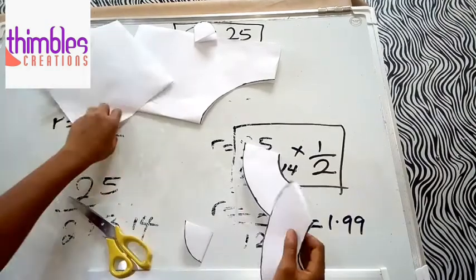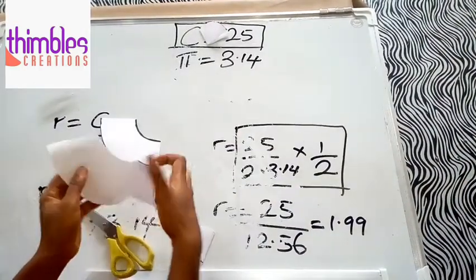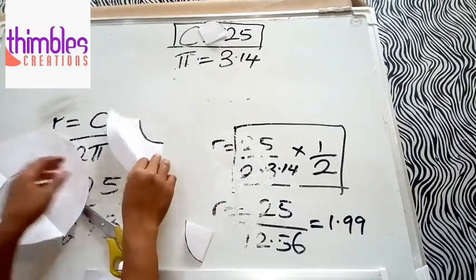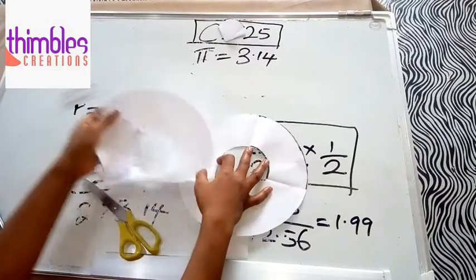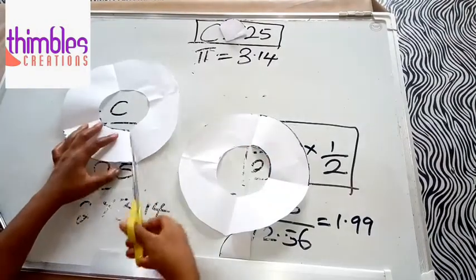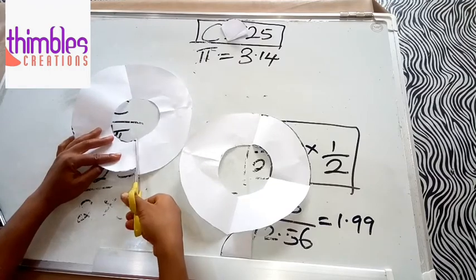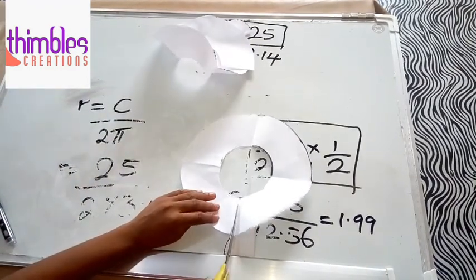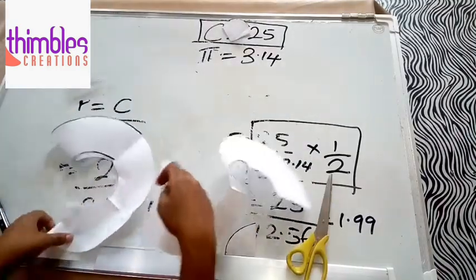So now I have gotten two 360 degrees flay, right? This is number 1 and this is number 2. I have two 360 degrees flay. So the simple thing to do now is to cut this open and cut this open. Then I'll join them together.